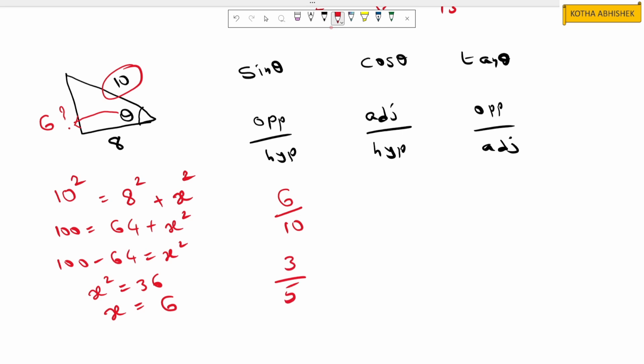Now moving to the cos theta, adjacent by hypotenuse, right? So here, for theta, adjacent is 8 units. So 8 divided by hypotenuse, the same 10. Doing simplification, 2 fours are 8, 2 fives are 10. So cos theta value is 4 by 5.